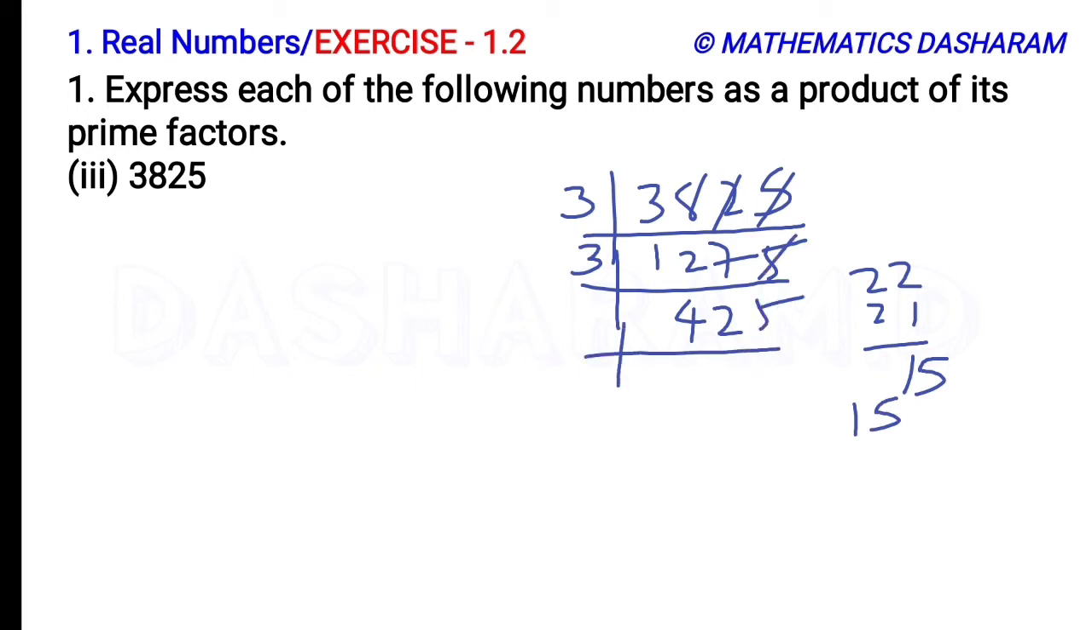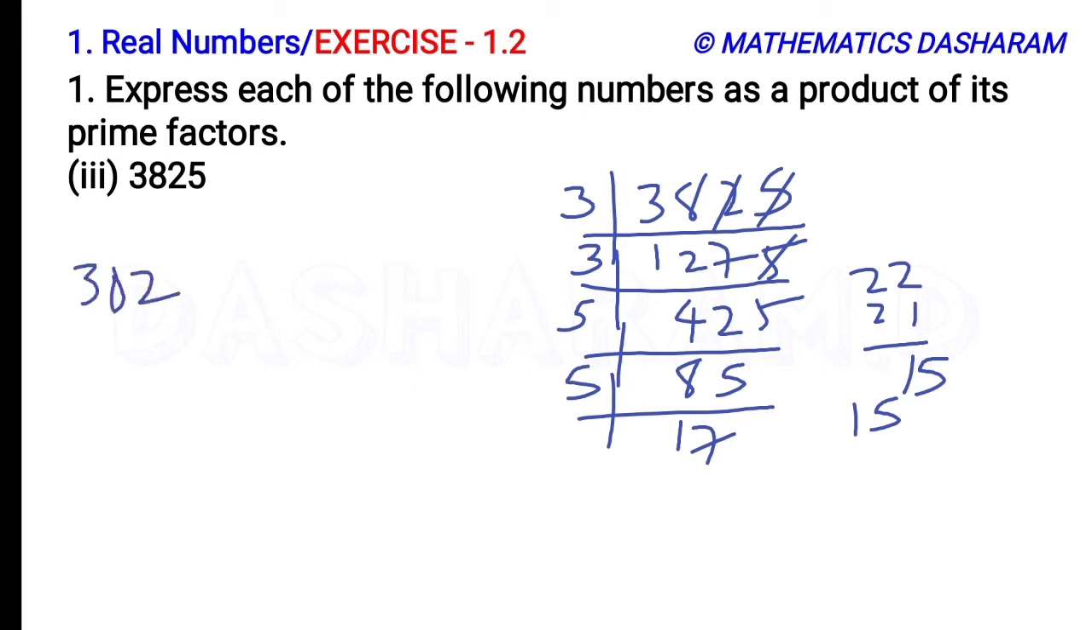Next, 4 plus 2 is 6, 6 plus 5 is 11. 11 is not divisible by 3. Then go for the next prime number, that is 5. 5 8s are 40, 5 5s are 25. Again 5 table. 5 1s are 5, remainder 3, 5 7s are 35. So 17 is a prime number.